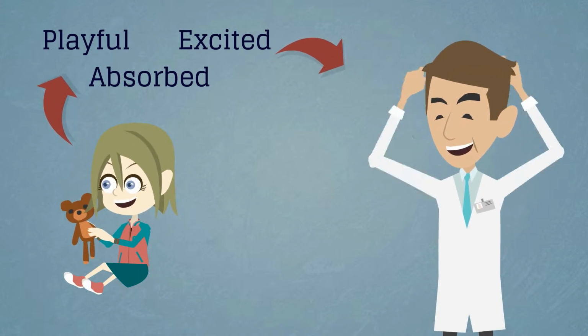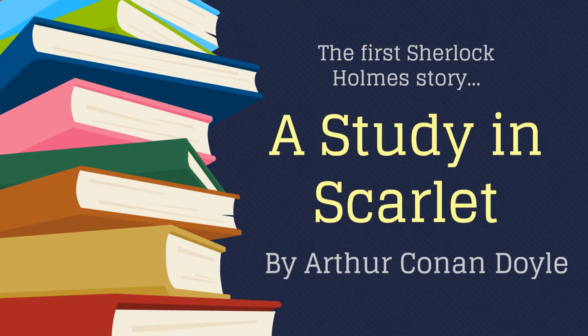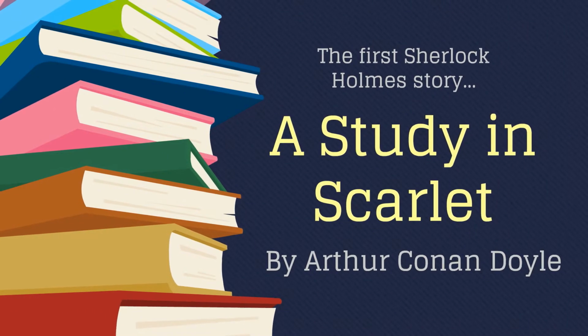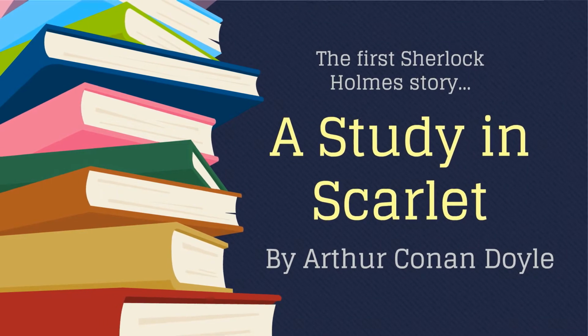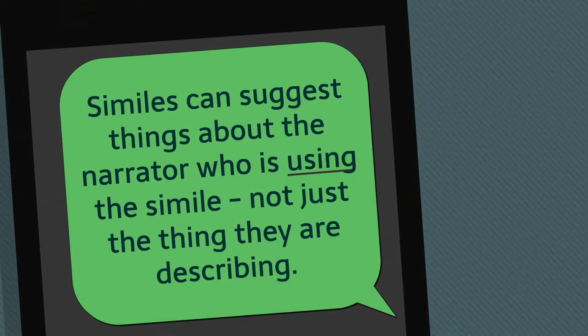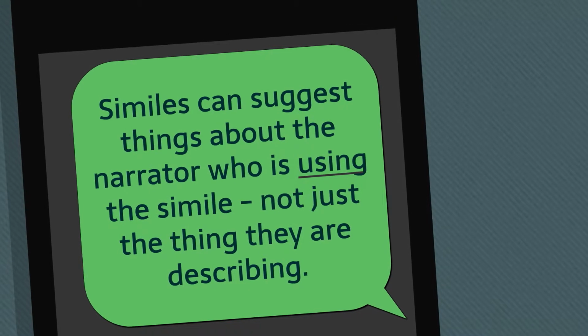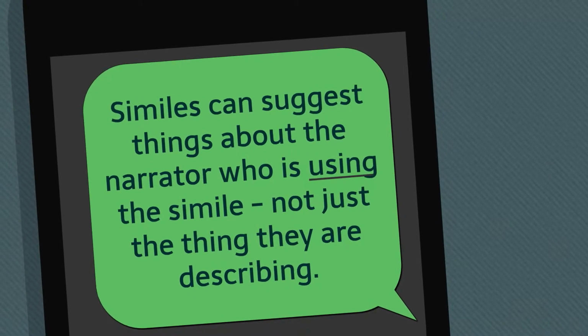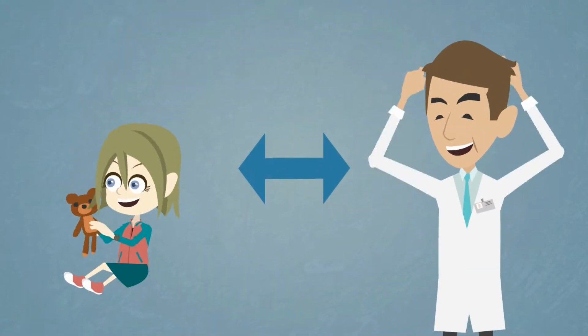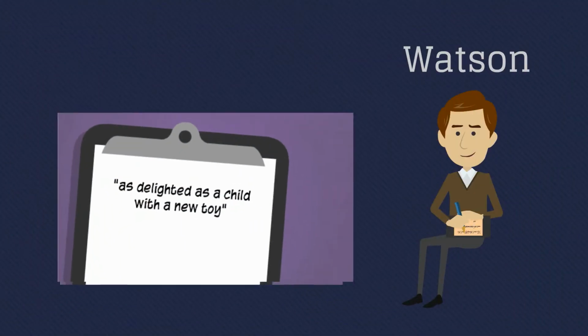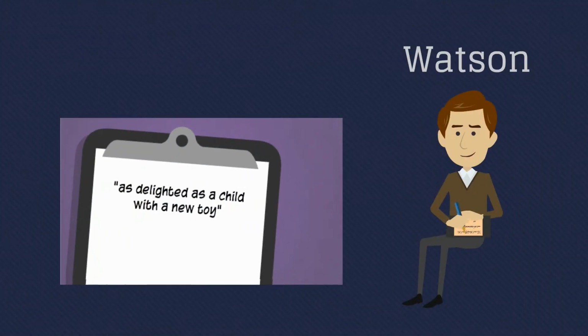Well, this is a real example, taken from the first Sherlock Holmes story, A Study in Scarlet by Arthur Conan Doyle. Now, this video is about how similes can suggest things about the narrator who is using the simile, and not just the thing they are describing. So, who is the narrator of this simile? Well, it's Dr. Watson, who accompanies Holmes through all his adventures.